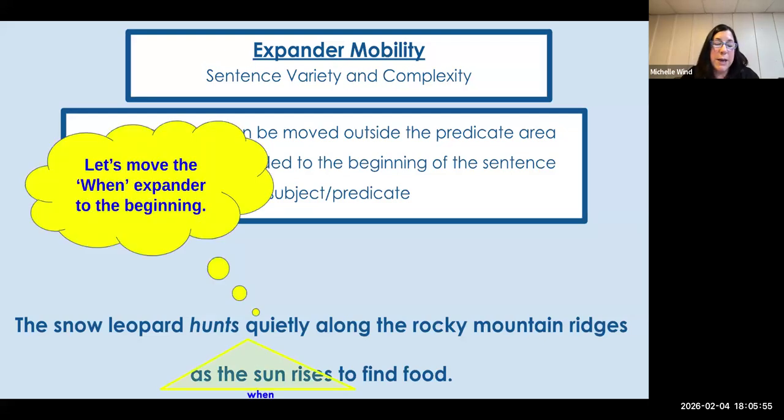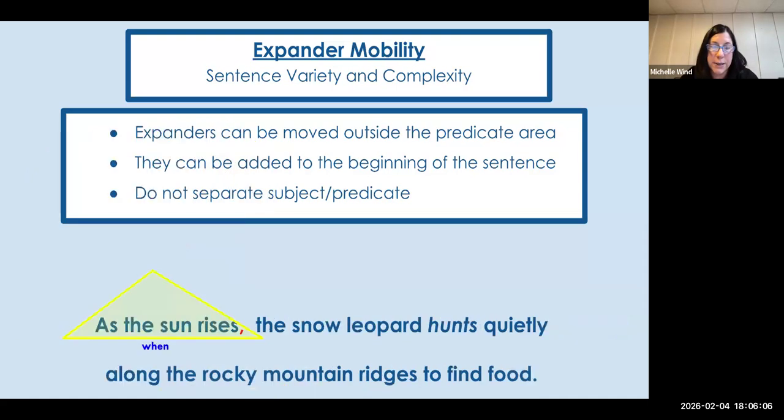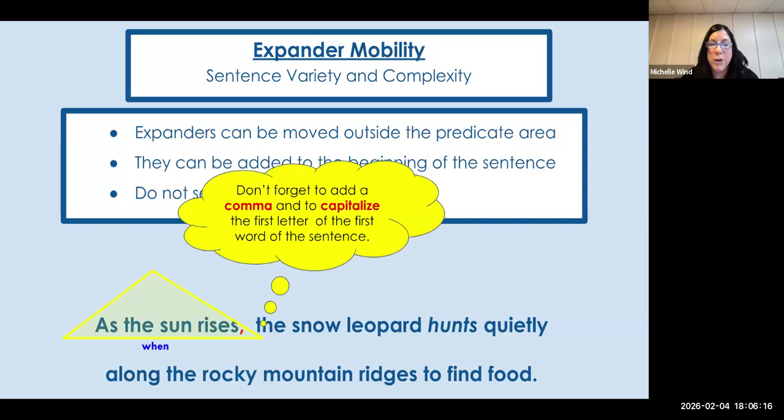So we're just saying, let's take that when expander. This takes a lot of instruction to get here, but once you teach these expanders, you can show them how we can move that when expander to the beginning of the sentence. So instead, the sentence could start with, as the sun rises, the snow leopard hunts quietly along the Rocky Mountain ridges to find food. And we just point out, you have to add a comma and capitalize the first letter when you do move that predicate expander to the beginning.